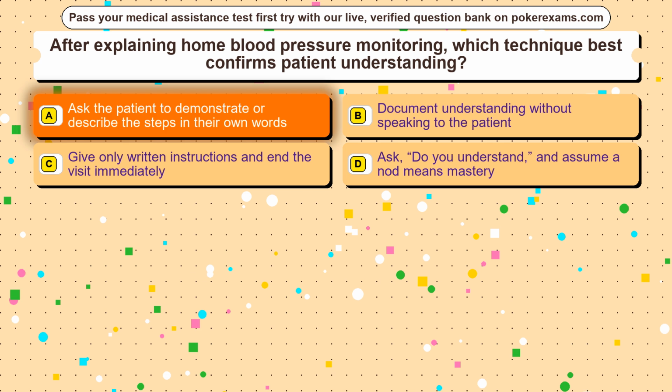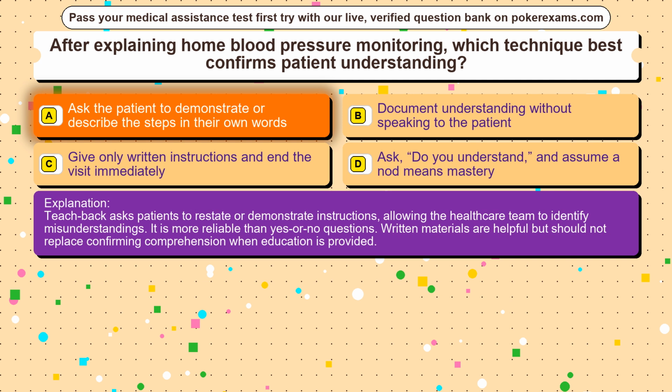The correct answer is option A. Ask the patient to demonstrate or describe the steps in their own words. Teach back asks patients to restate or demonstrate instructions, allowing the healthcare team to identify misunderstandings. It is more reliable than yes or no questions. Written materials are helpful but should not replace confirming comprehension when education is provided.